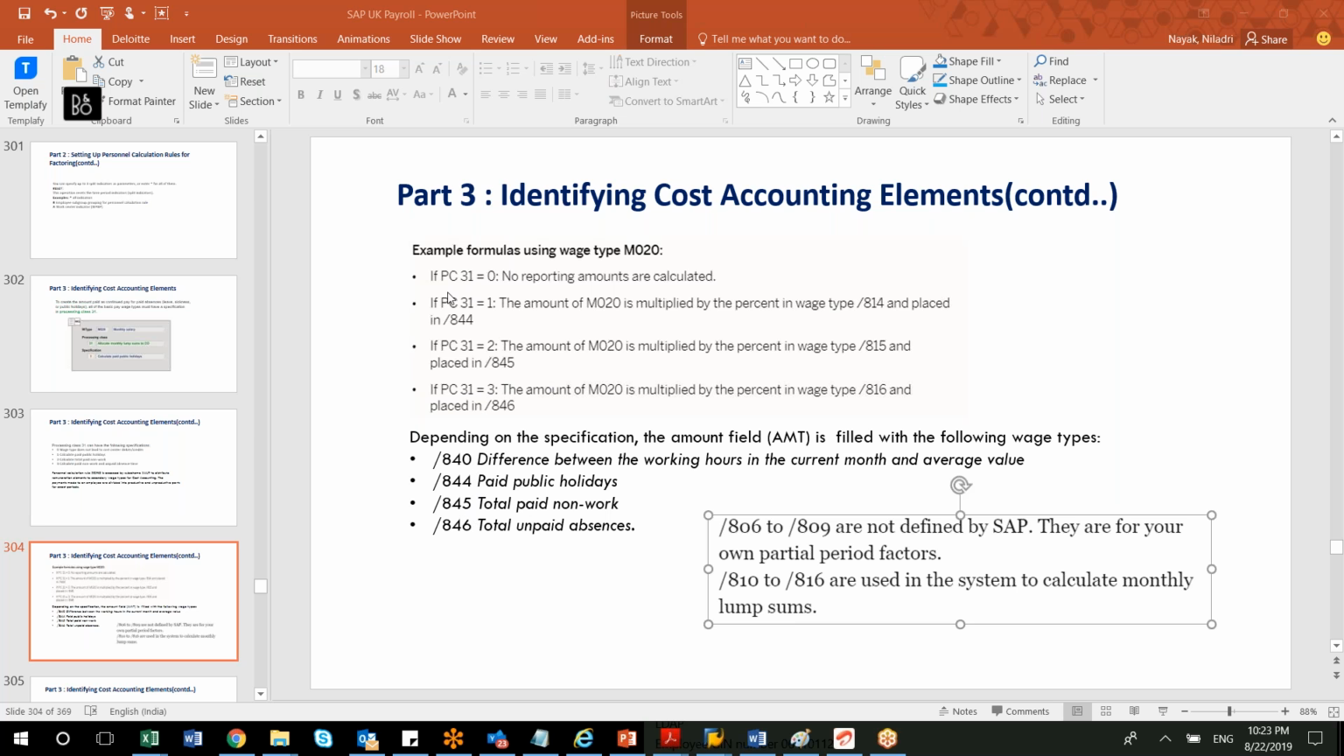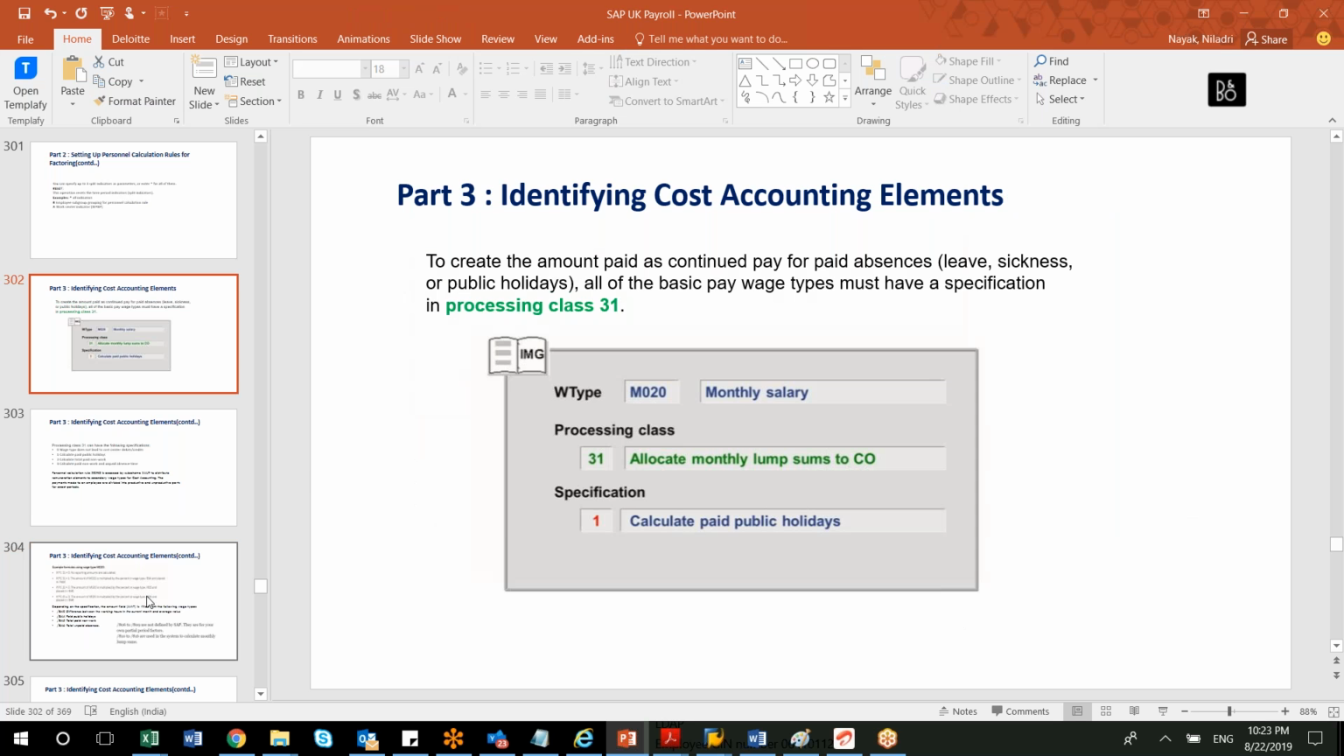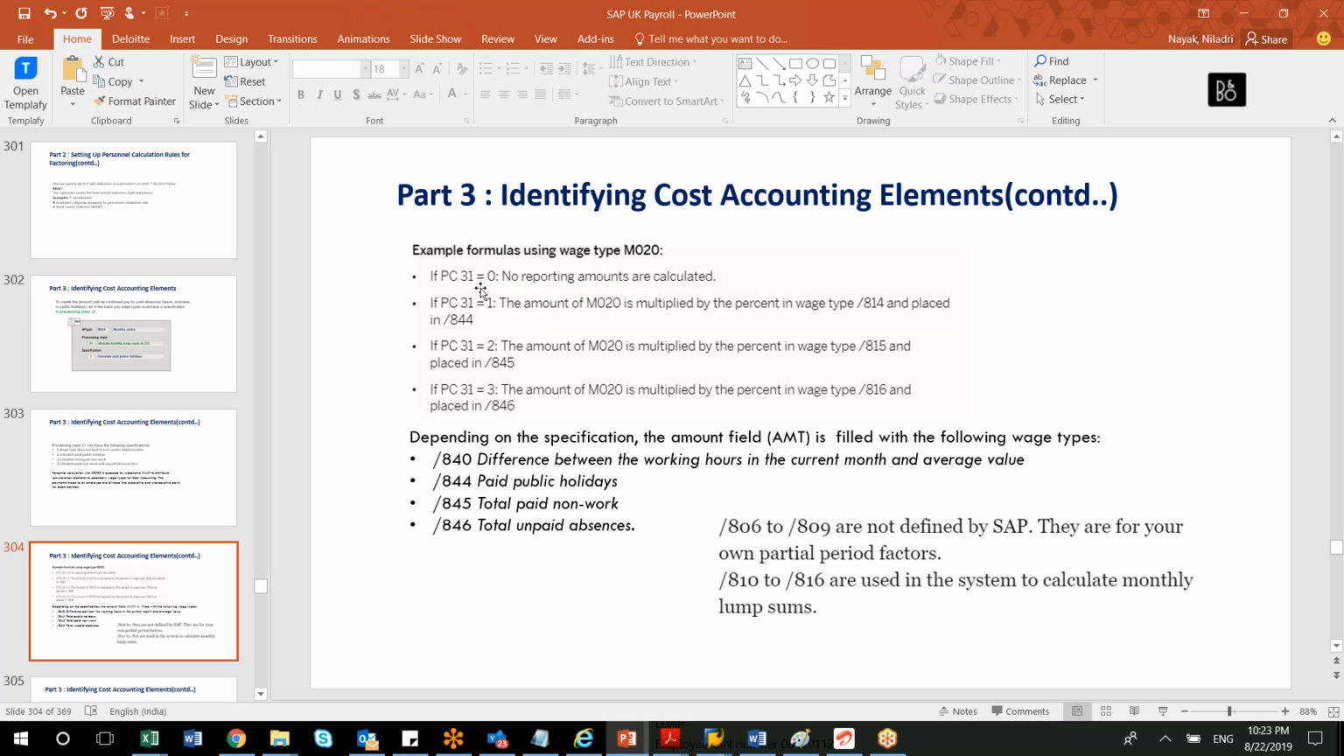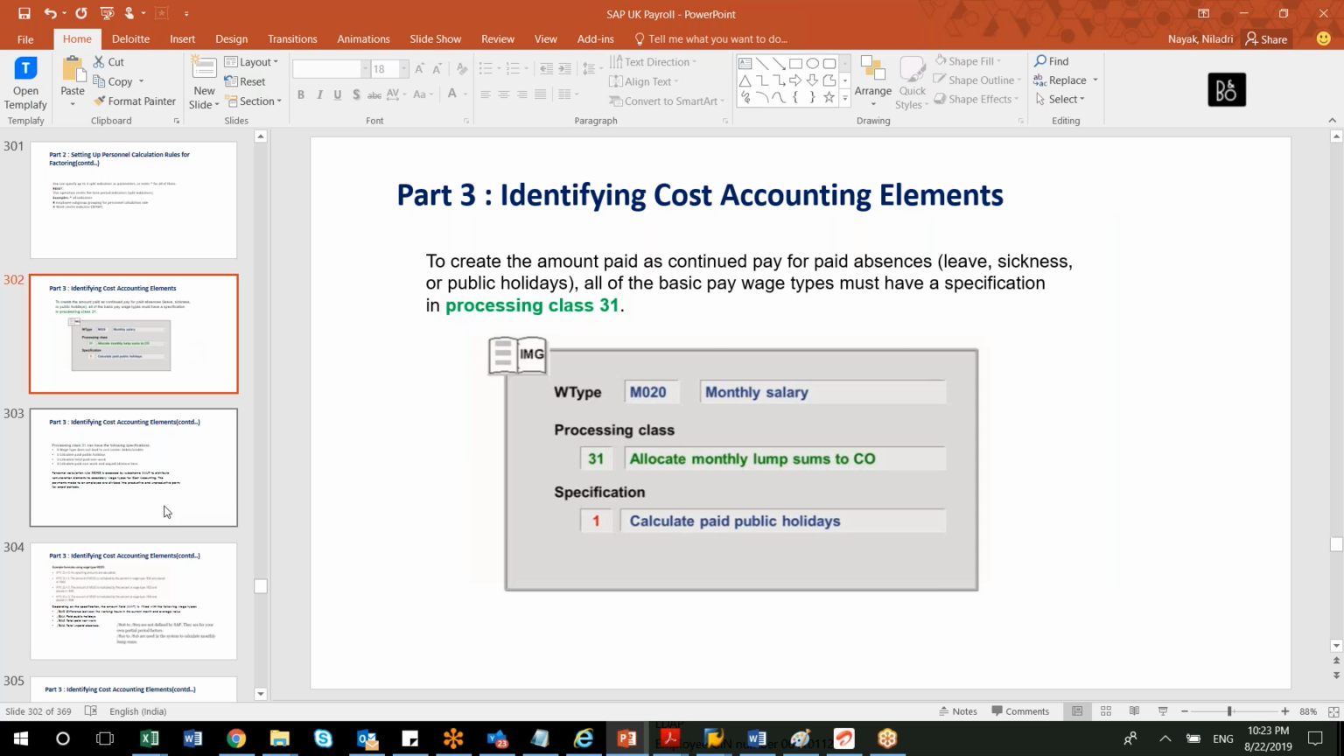As I was giving the example of the M020 wage type, which we discussed just now, suppose we are using the M020 wage type for monthly salary. In that case, as the processing class remains constant, we are discussing processing class 31 only. That is our focus area whenever I'm going to explain these cost accounting elements. If processing class 31 equals 0, so when I say 0, it is actually the specification here. Suppose I'm maintaining 0 here, then what will happen?